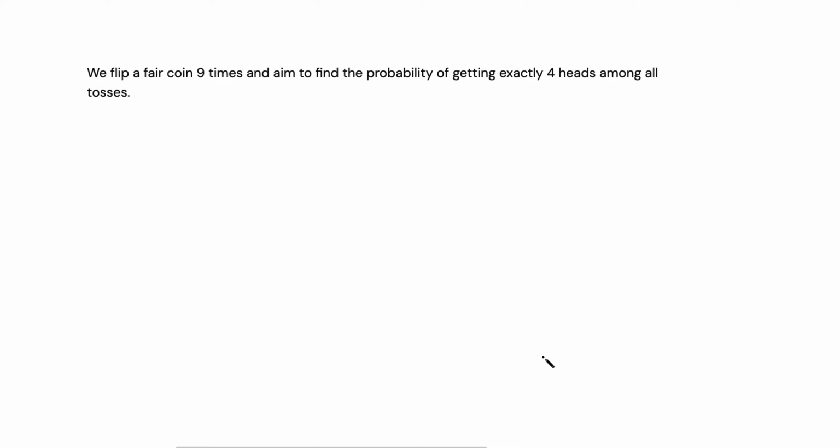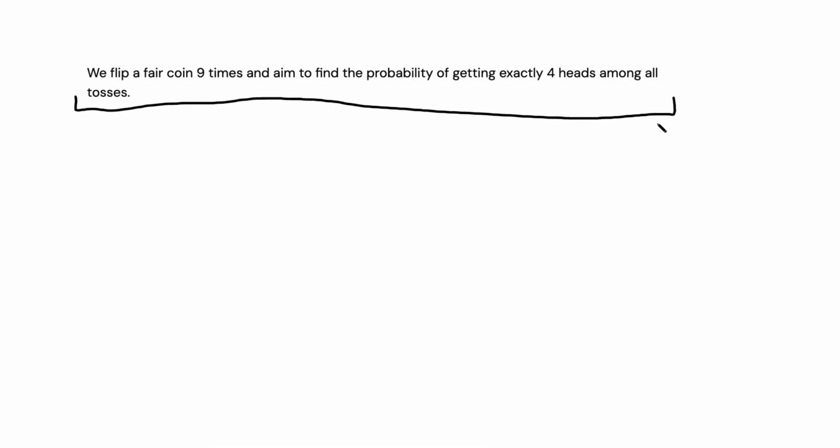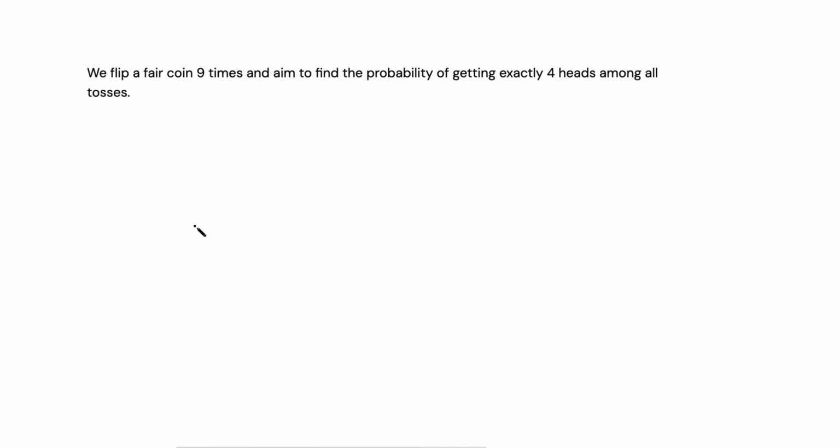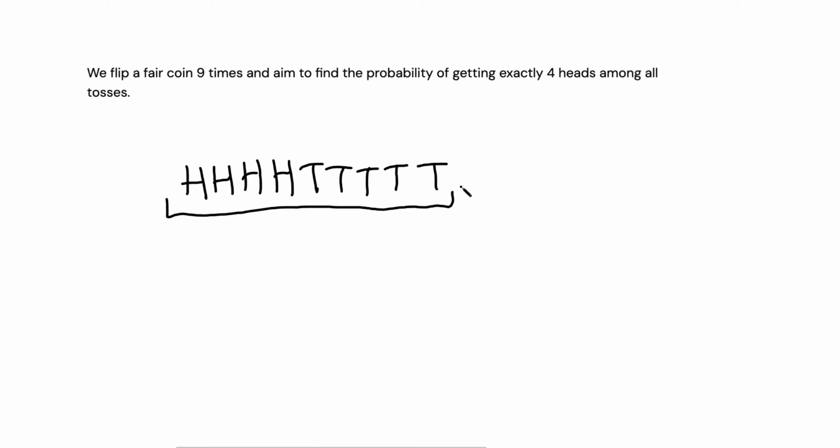Flip a fair coin 9 times and aim to find the probability of getting exactly 4 heads among the tosses. So what this basically boils down to is thinking of this question as an ordering problem. What I mean by this is we have to take exactly 4 heads among 9 tosses. So if we have 4 heads, then we have 5 tails. How many distinct arrangements of this sequence are there?